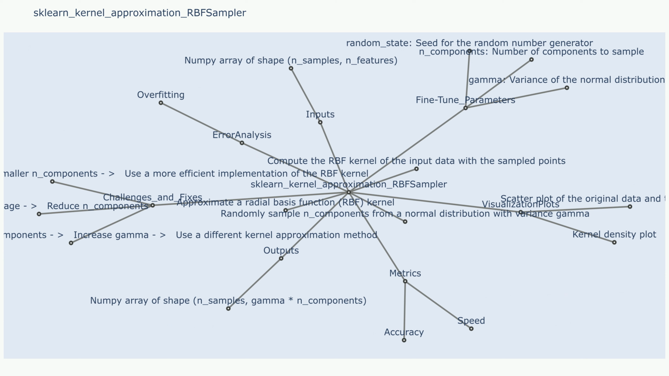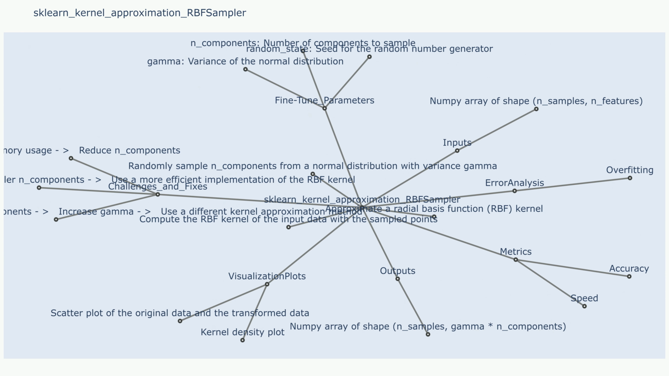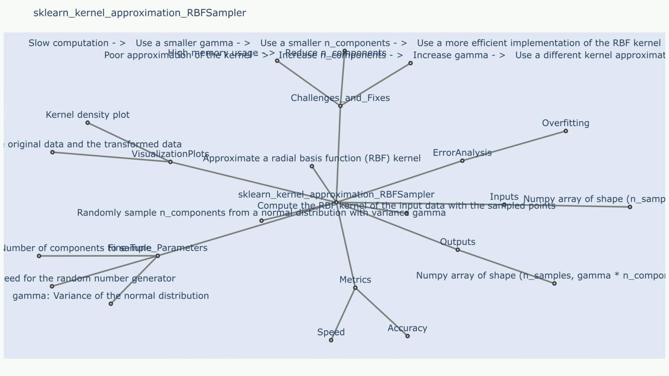It controls the smoothness of the resulting features, with larger values leading to smoother features. N components, an integer, representing the number of random features to generate. This determines the dimensionality of the transformed feature space. Higher values usually lead to a better approximation but increase computational cost. Random state, an integer or None, used for reproducibility of the random feature generation.